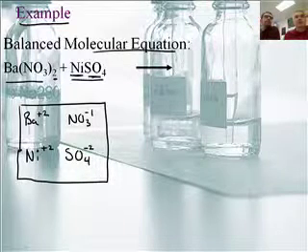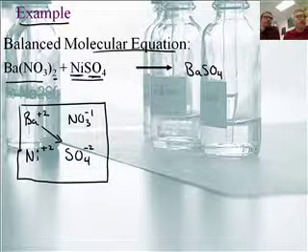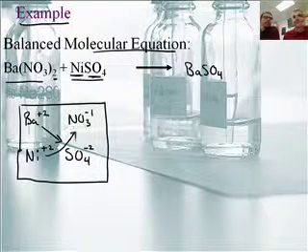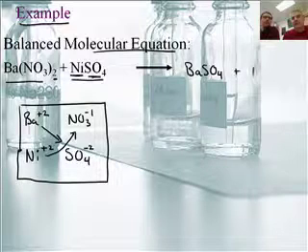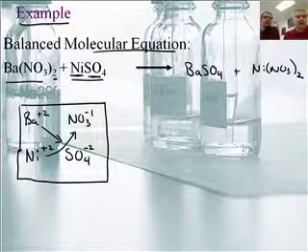Now I'm going to trade partners. I'm just doing what we've already done before. You'll see the additional steps in a few minutes. Barium is going to get together with sulfate, and that's just going to be BaSO4, because it's +2 and -2. And the nickel is going to get together with the nitrate, and that'll be Ni(NO3)2. Again, playing the charge game.